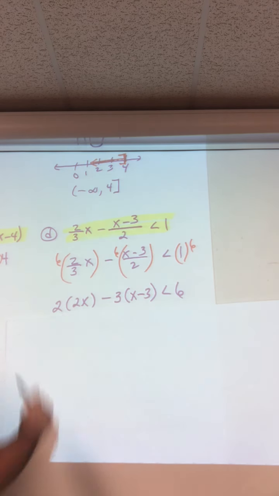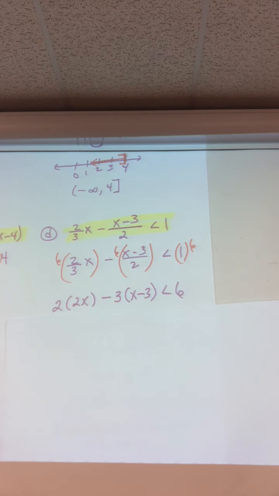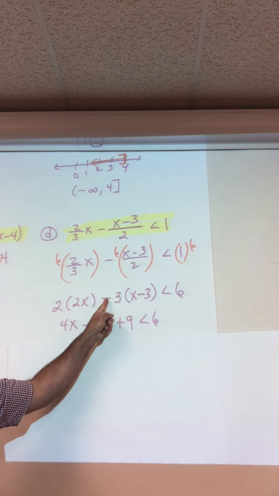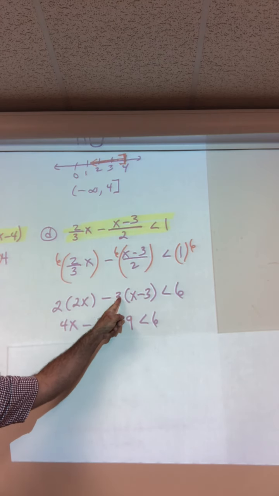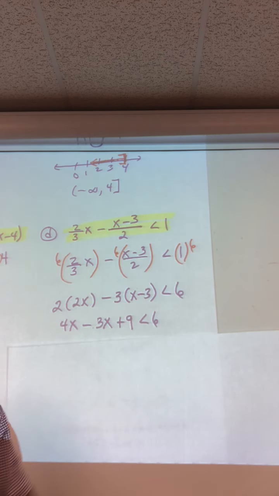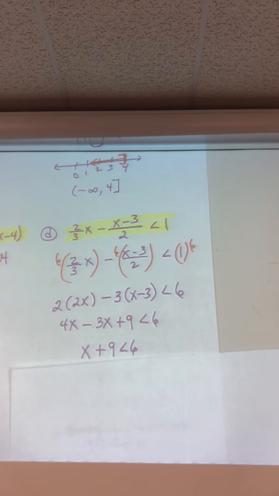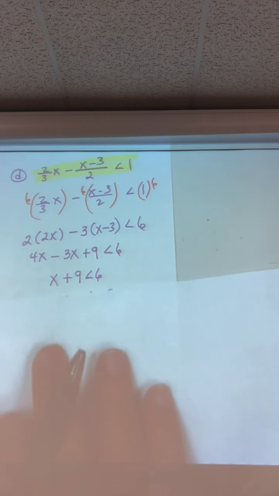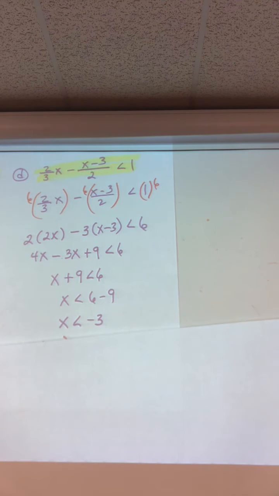Now, what's 2 times 2x? 4x. But be careful when you distribute right here, you're distributing with a negative 3. So it's negative 3 times x, negative 3 times negative 3, which is plus 9. Now 4x minus 3x is x. Subtract 9 from both sides to get x is less than negative 3.